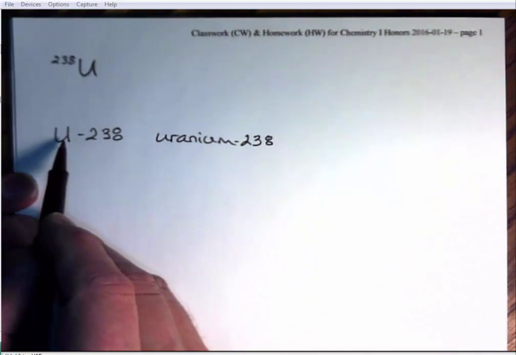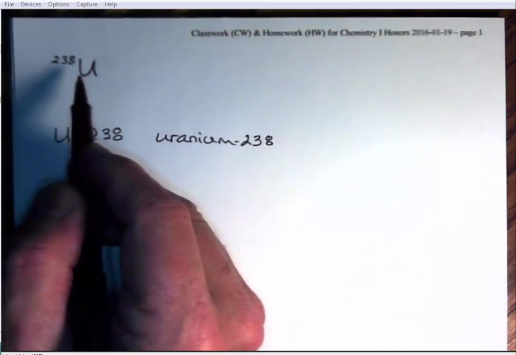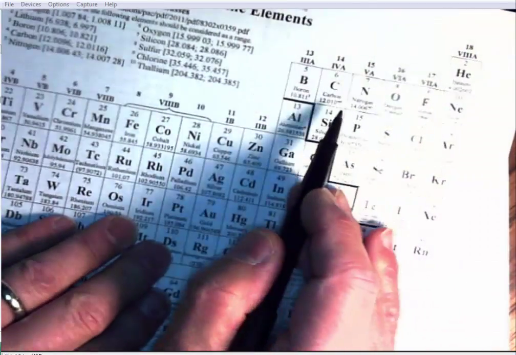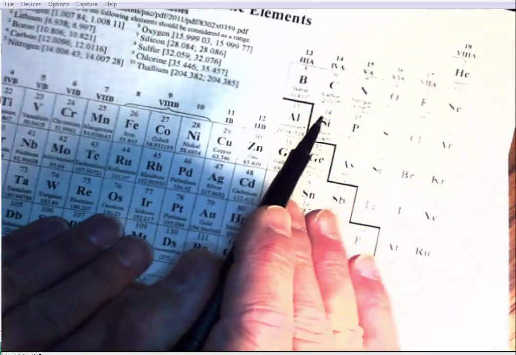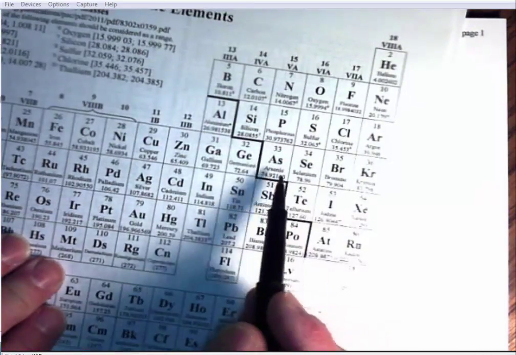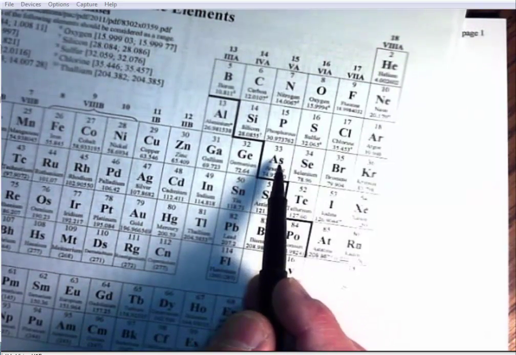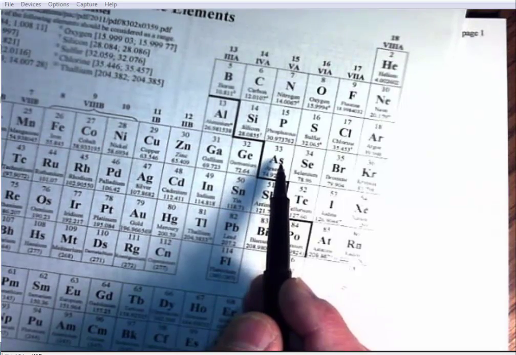Now, notice that the element symbol always starts with a capital letter. If we look at the element symbols on here, if there's a single letter for the element symbol, it's a capital letter. If there's two letters in the element symbol, then you're going to have a capital letter followed by a small letter. Now, when you're writing these, please make sure that you write them that way.